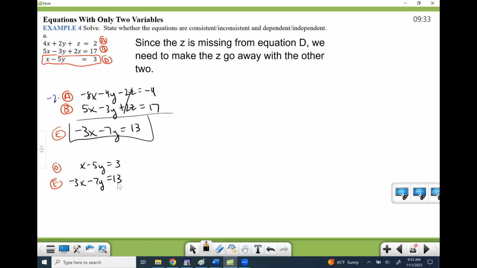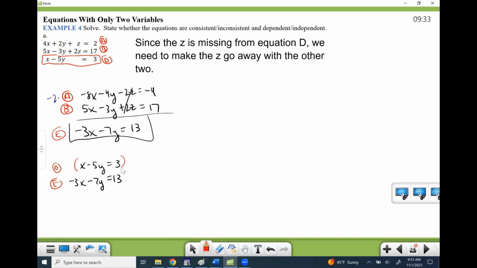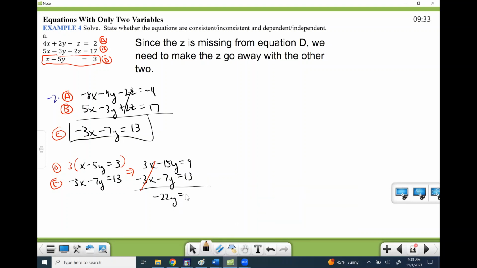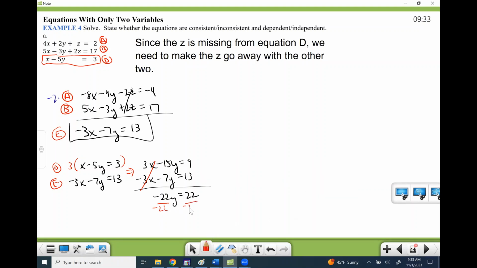All right, so I'm thinking the X's would be the easiest to get rid of. So if the bottom one is a -3x, we'd like for the top one to be a +3x. So let's multiply by a +3. Okay, so these X's are going to cancel and we're going to get -22y equals +22. So we're going to divide by negative 22, and that's going to give us y equals negative 1.